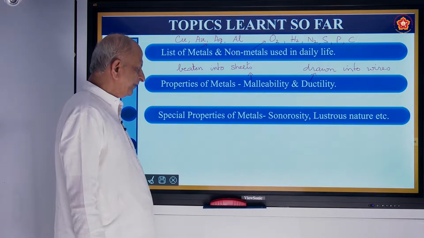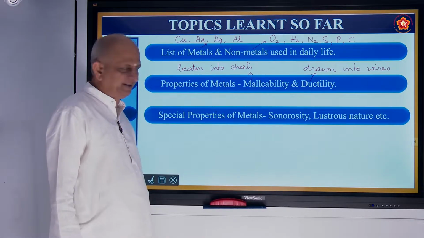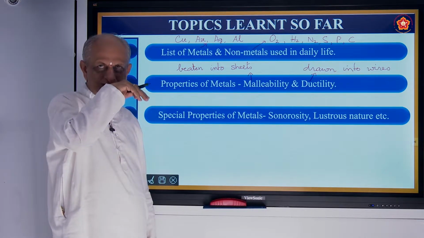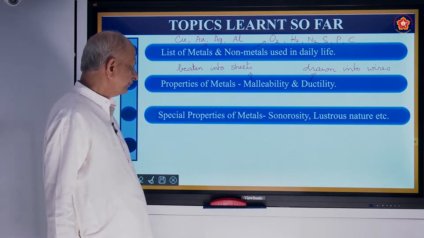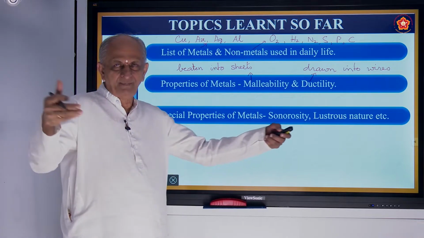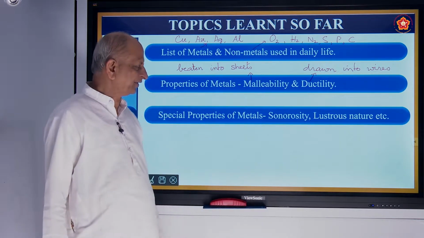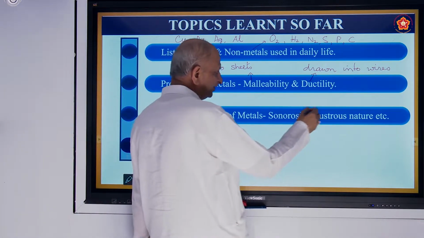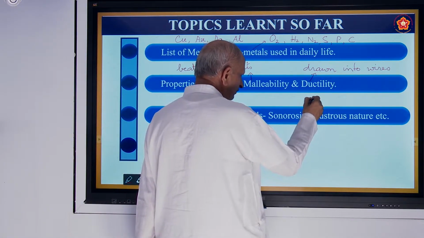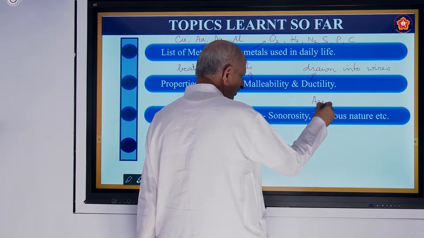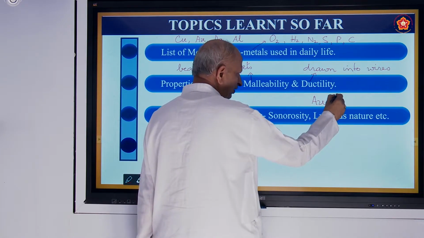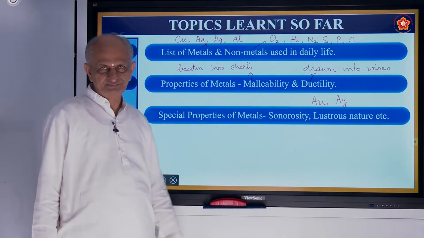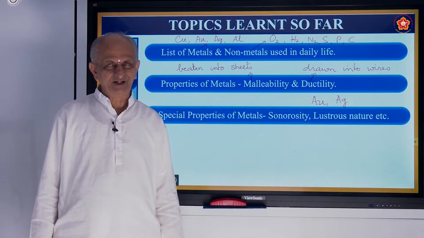Also you have seen some special property called sonoricity, especially bells and gongs, that vibrating sound is called sonoricity. And also you have seen some metals are lustrous in nature. For example, gold is having shining luster, and silver also. They are very much shining. In copper also, they have shining luster.